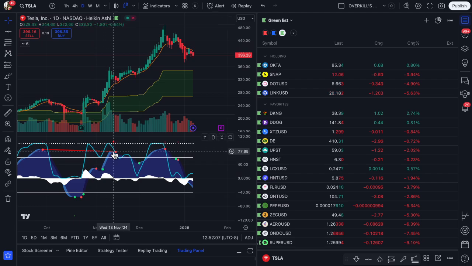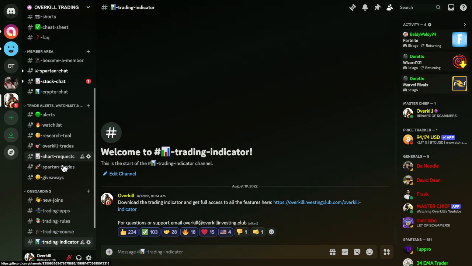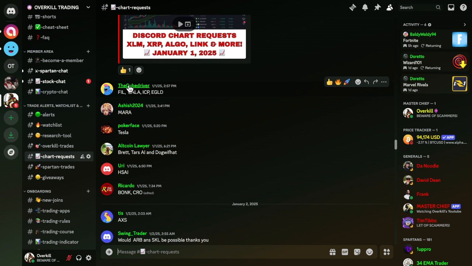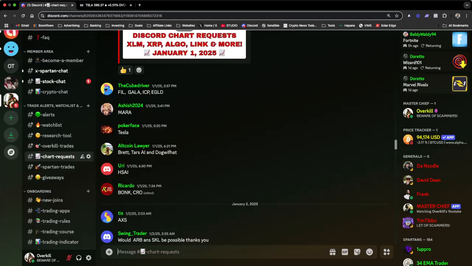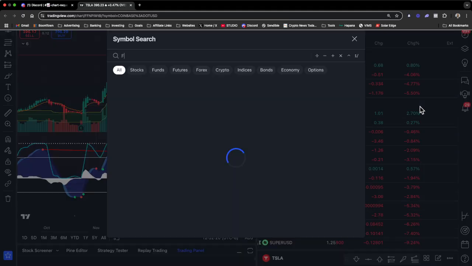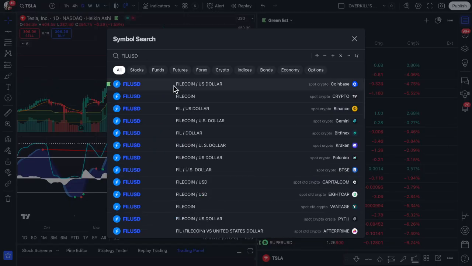So with that being said, let's look at your guys' chart requests over here from the Discord. We're going to start at the top here on the Cube Driver, and the Cube Driver is one of the new members. Welcome, my brother. His first request was Filecoin. So FILE, this is Filecoin.